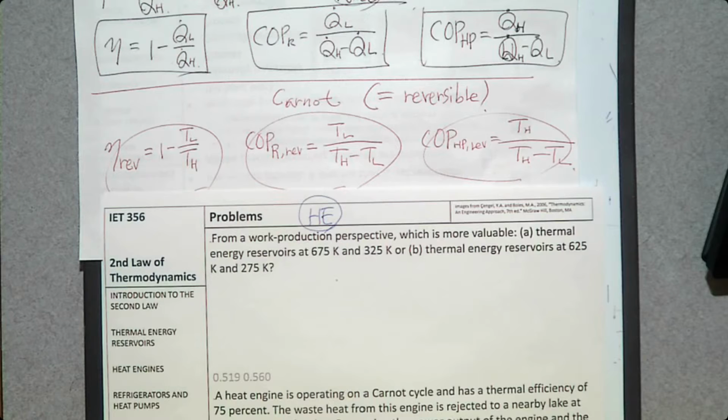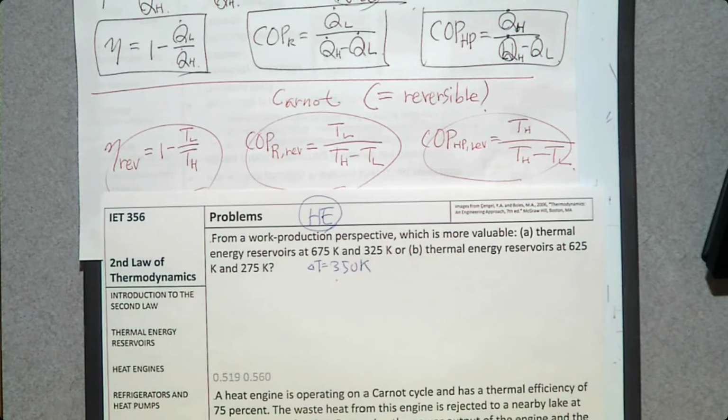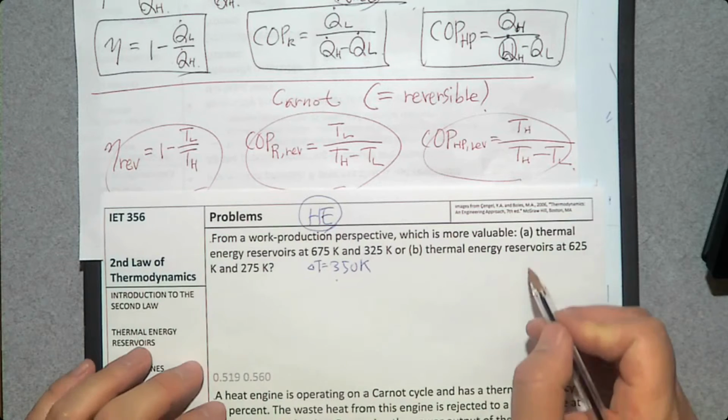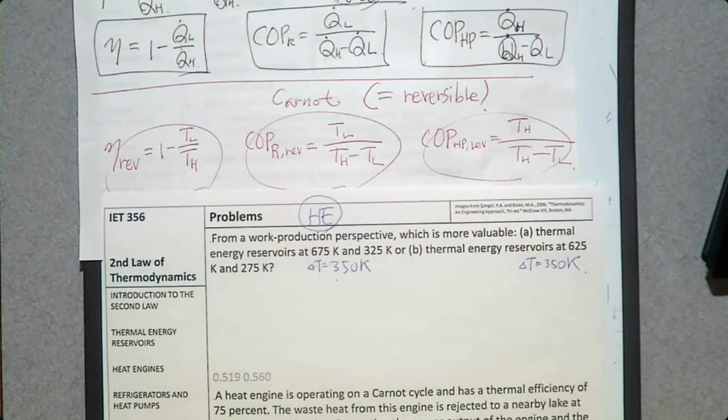What does it mean? For this power plant, heat is provided at 675 Kelvin to the turbine, and the cooling water is provided at 325. The temperature difference is what? 350 Kelvin. And another power plant, whose turbine inlet temperature is only 625, and the cooling water temperature is 275. What is the temperature difference? Again, 350.